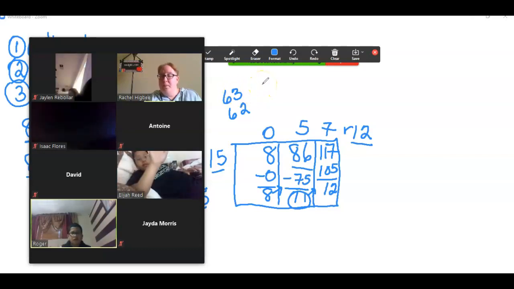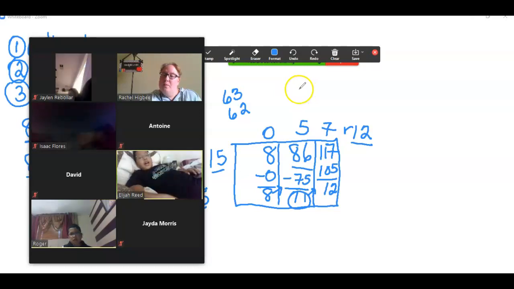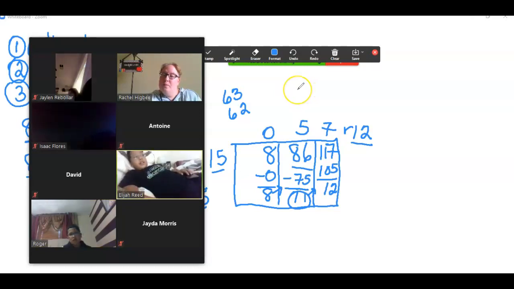Yes, Elijah. Mhm. Yes, as long as your remainder is less than the divisor, then you cannot make another group, and that's okay.